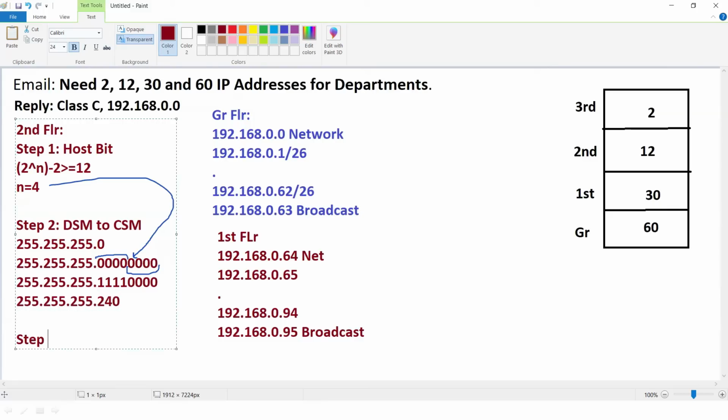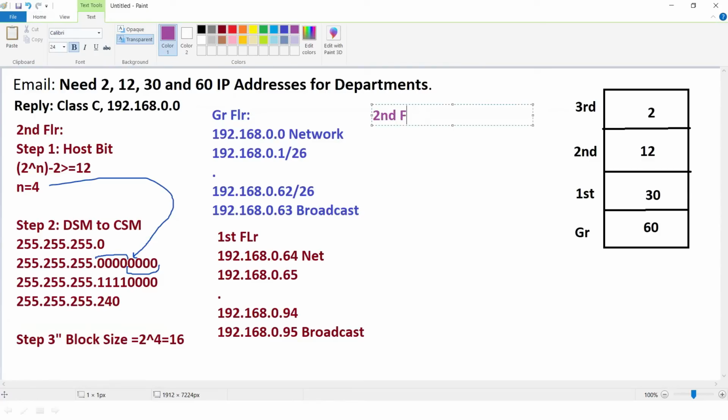Okay. Step number 3, block size. So block size will be 2 power 4, that is equal to 16. So 16 will be the size of that. Now let's calculate the IP addresses. Okay. So this is for the second floor.